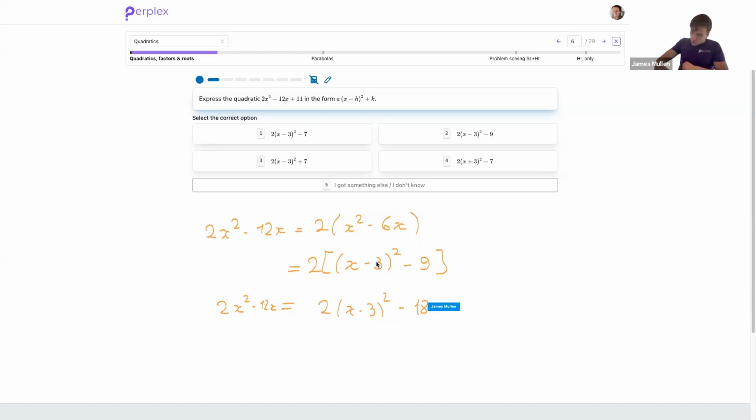And now, because I have 2x squared minus 12x plus 11, if I add back 11, I get 2 times (x minus 3) squared minus 7.